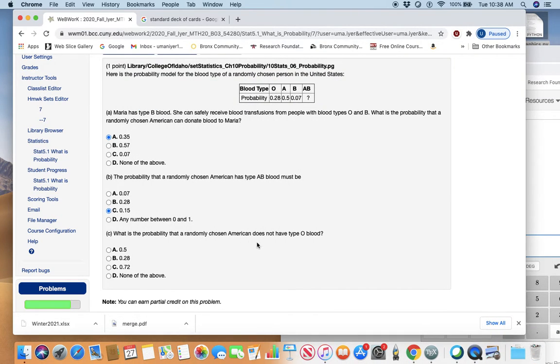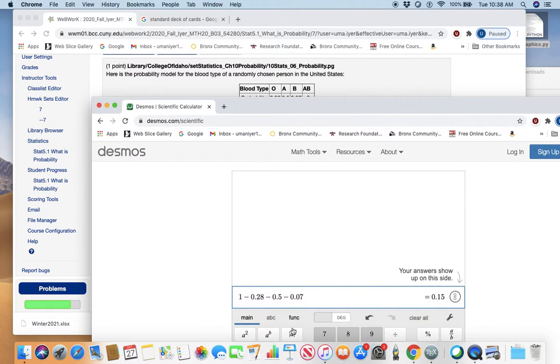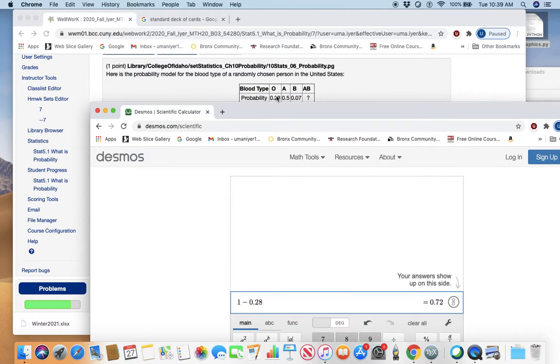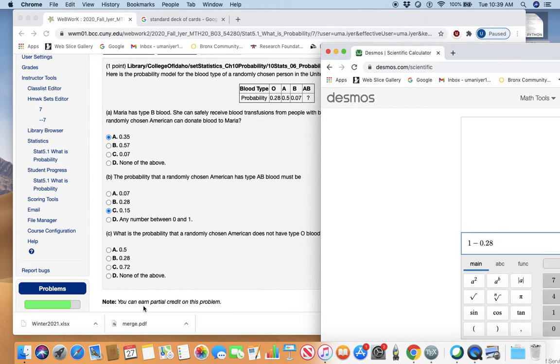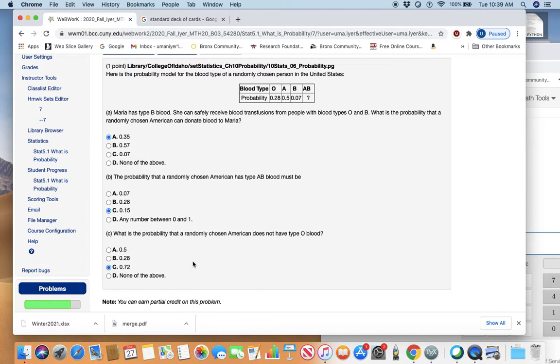That's this guy. What is the probability that a randomly chosen American does not have blood type O? Not have blood type O is everything except this. So I want to take away from everything that's 100%, I want to take away blood type O probability. So that is 0.72. So there you go. Okay.